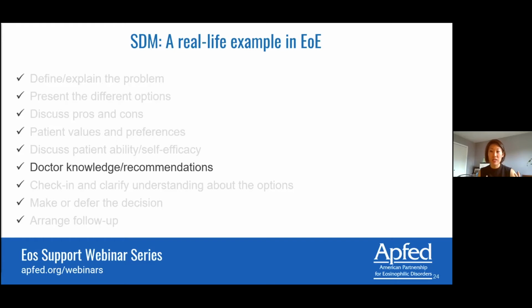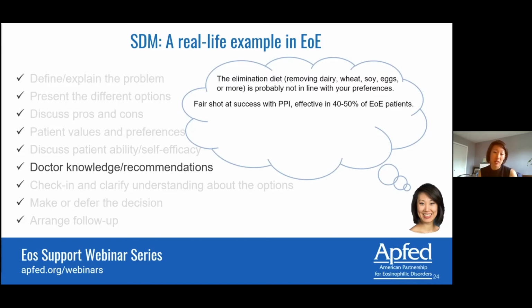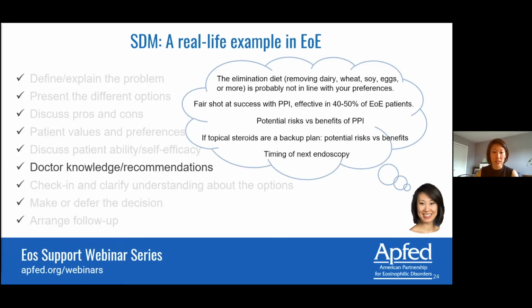Next, we revisited the doctor's point of view, knowledge, and recommendation. So here comes me integrating my knowledge and what I'm hearing from the patient. I said the elimination diet, so removing things like dairy, wheat, soy, eggs, or even more, is probably not in line with his preferences. However, he probably had a fair chance of success with a medicine like a PPI, like omeprazole, though these medicines can be ineffective in up to 50% of EOE patients. As a result, we talked about the potential benefits and risks of this medicine, the PPI. And then alternatives, like topical steroids as a backup plan. So what are the potential risks and benefits of a topical steroid if the PPI didn't work? And then finally, the timing and the need for this next endoscopy. When would we look? Why do we look?